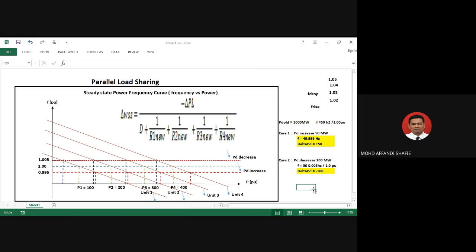Okay, ada soalan yang ni? Faham tak? Hello? Hello? Ada faham? Ada tanya apa-apa tak ni?